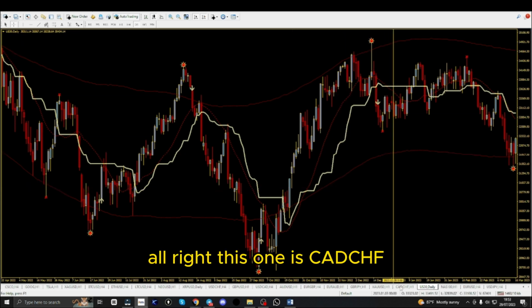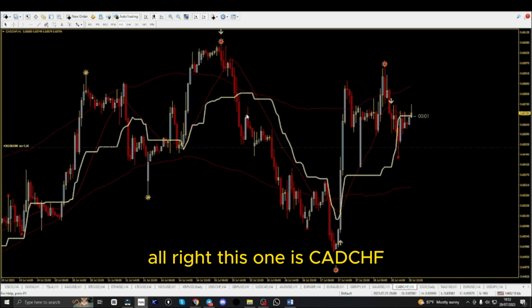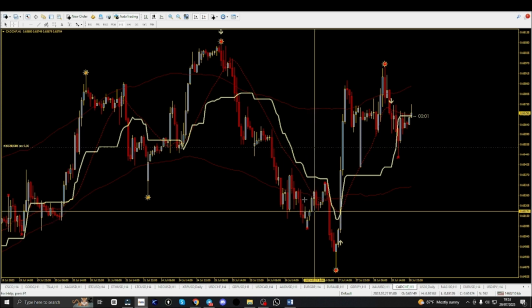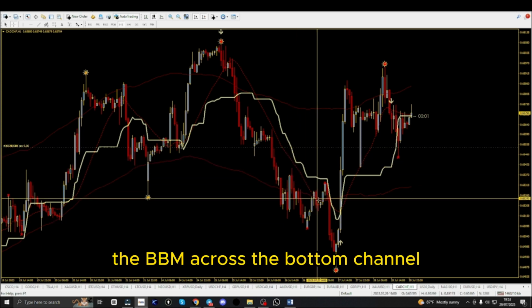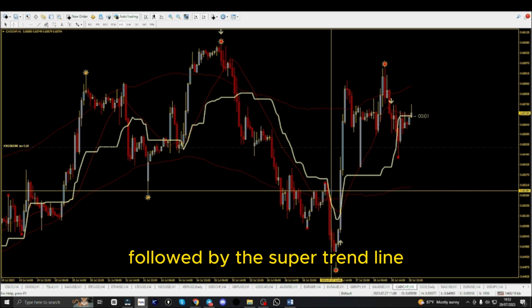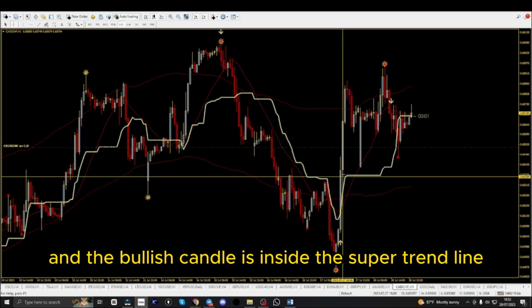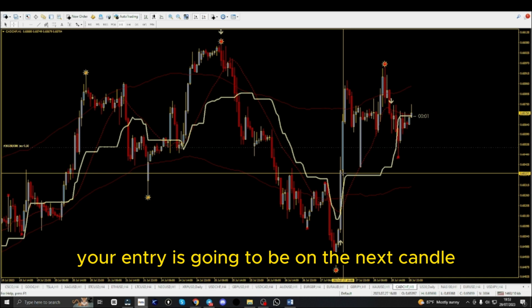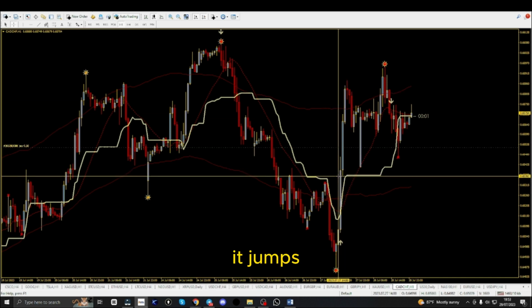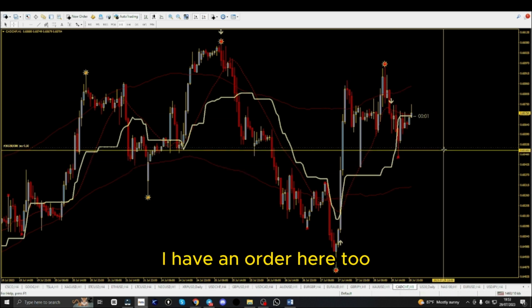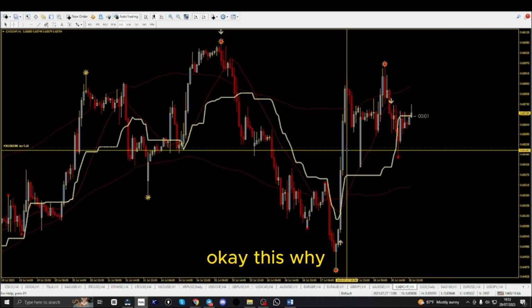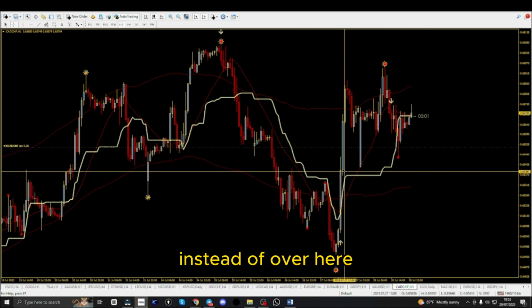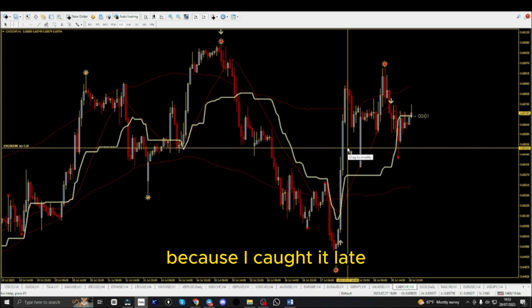This one is CAD CHF. Look at this one. The BBMA crossed the bottom channel followed by the super trend line, and the bullish candle is inside the super trend line. Your entry is going to be on the next candle. Look what happened, it jumps up. On this one here, I have an order here too, but I caught it late. That's why instead of over here, my order is over here because I caught it late.